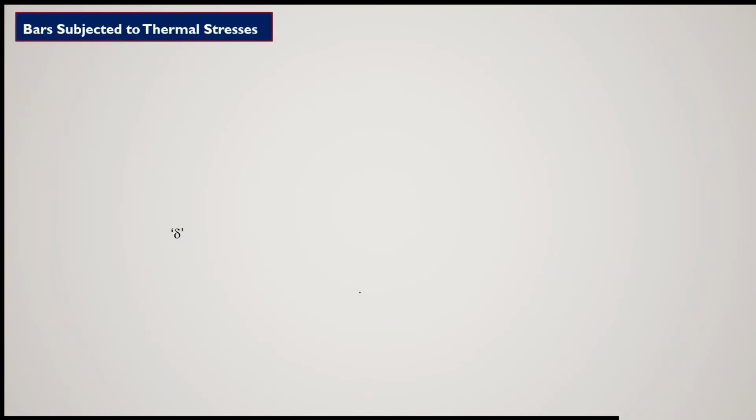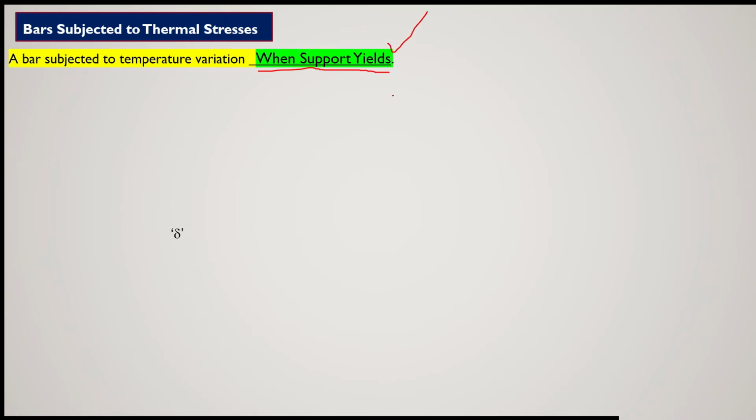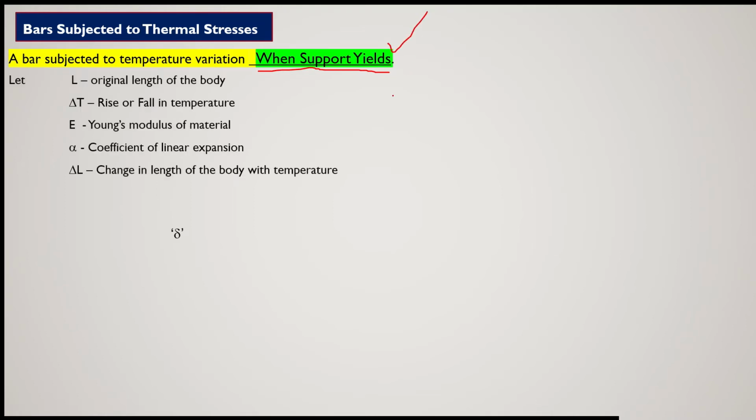Now, bar subjected to thermal stresses again. The second type of condition is when a bar is subjected to temperature variation, but the condition is that one of the supports or two of the supports yields. That means there is yielding of support. So let us consider the same theory again.